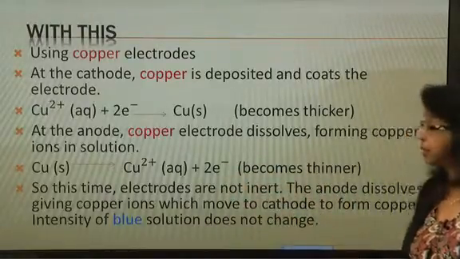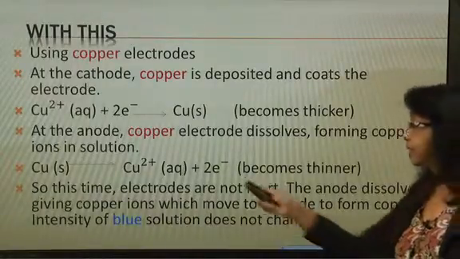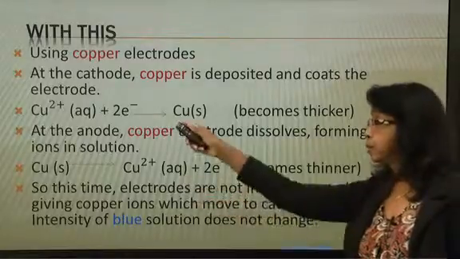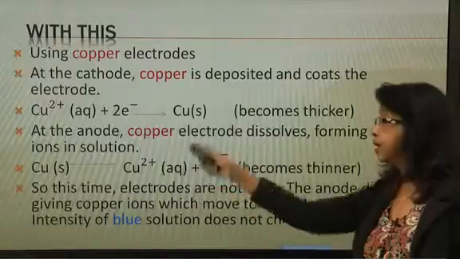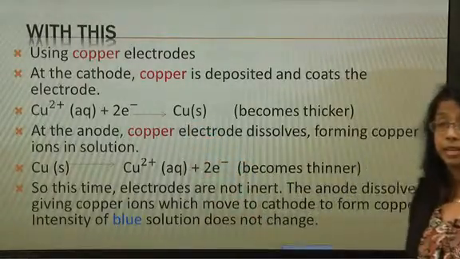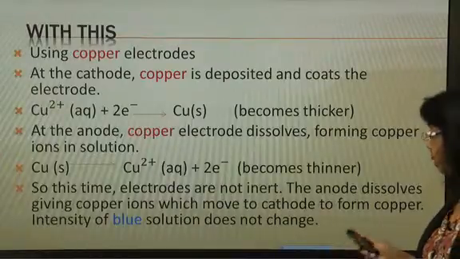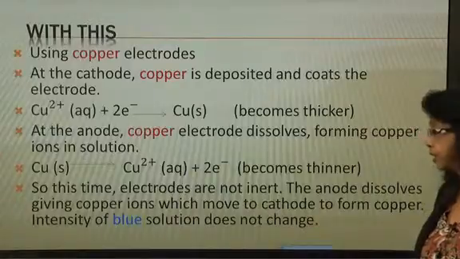Now, if I ask you what happens to the color of the solution, perhaps you can guess. At the copper anode, ions are being formed. At the cathode, the ions are being discharged. So there is no net gain or loss. This means that the intensity of the blue color does not change.